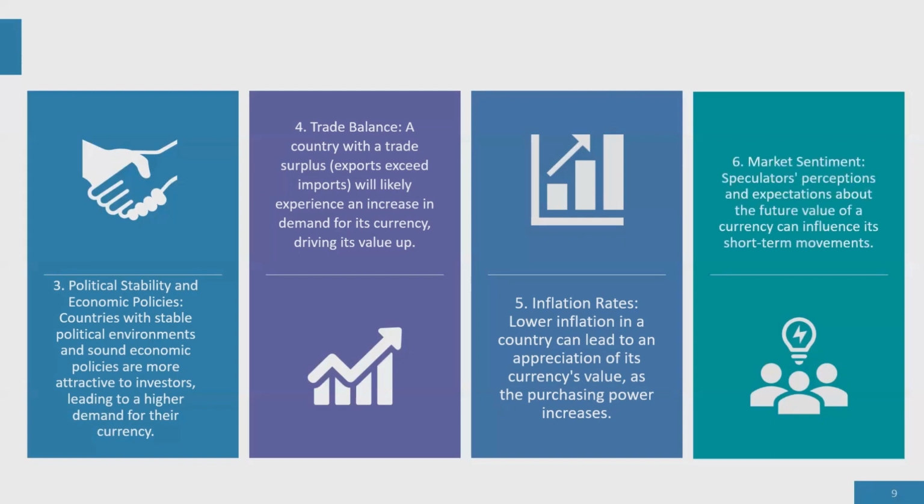Number 6, market sentiment. Speculators' perception and expectations about the future value of the currency can influence short-term movement, right? So if a bank like JP Morgan has the funds to drop millions in the market, and they speculate that the value of the currency is going to increase and they expect this market to go long, they can pump money in the market and end up affecting the direction, right? And we can see this over and over as we look at the charts.